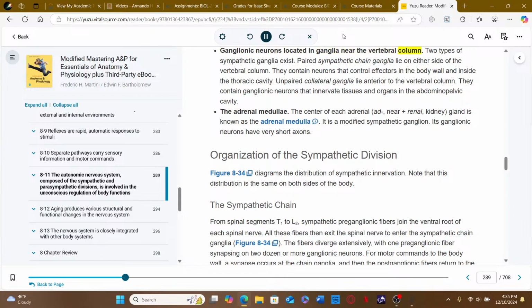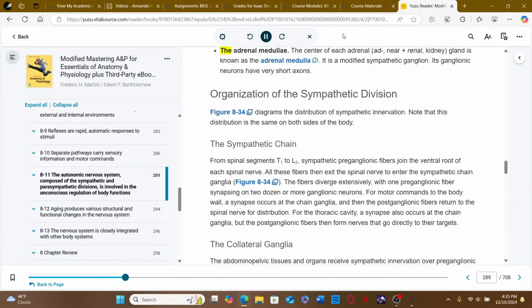Ganglionic neurons located in ganglia near the vertebral column. Two types of sympathetic ganglia exist. Paired sympathetic chain ganglia lie on either side of the vertebral column. They contain neurons that control effectors in the body wall and inside the thoracic cavity. Unpaired collateral ganglia lie anterior to the vertebral column. They contain ganglionic neurons that innervate tissues and organs in the abdominopelvic cavity.